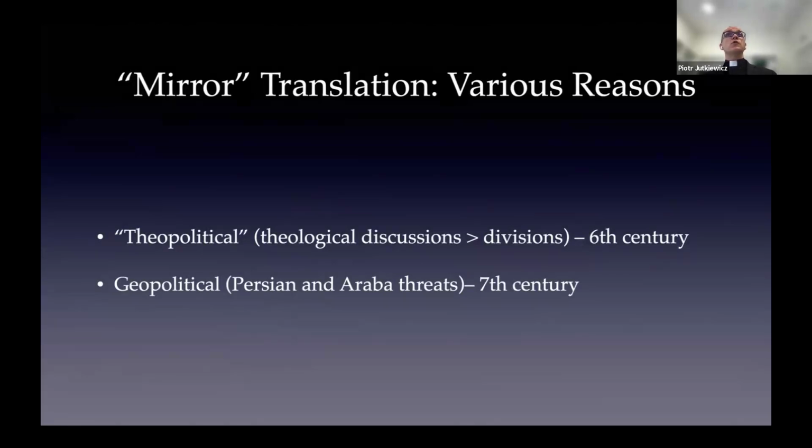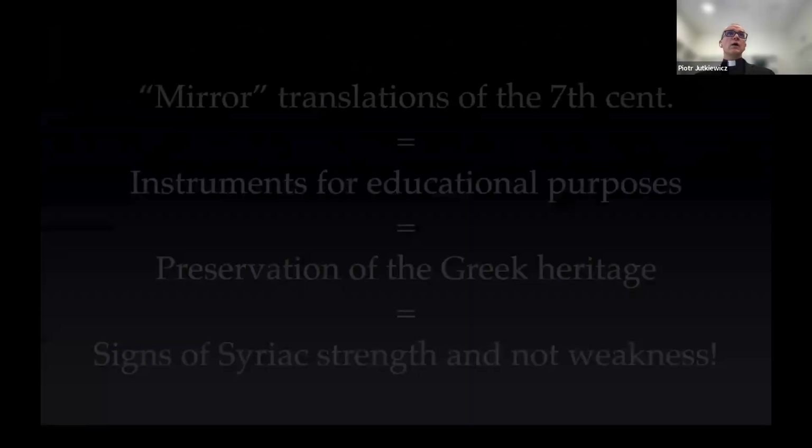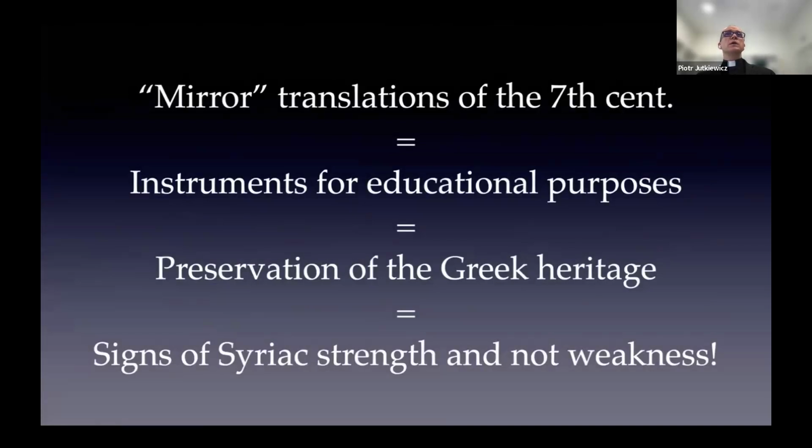The trajectory of increasingly literal translations into Syriac in the 6th and 7th centuries was influenced by different reasons. While the 6th century literal translations were produced in the context of major theological discussions and the exactitude was necessary for their sake, the literal translations of the 7th century should be understood within the context of the dramatic changes in the geopolitical conditions of their production. In the context of the Greek heritage under Persian and Arab threats, despite West Syriac efforts to break away from the Greek-speaking church, the extremely literal translations may be viewed as instruments for educational purposes and therefore as signs of Syriac's strength and not weakness.